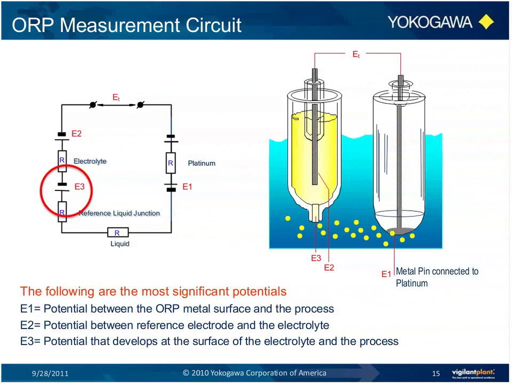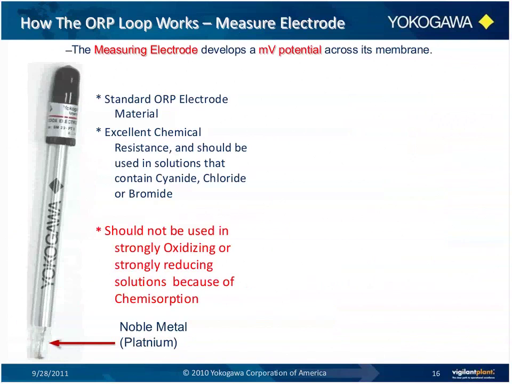You can get coating of the metal surface electrode that will cause your reading to be sluggish, as well as you could get some coating problems on your reference or plugging of the reference junction. And if your electrolyte gets depleted, you'll get errors in your readings as well. So now let's go into detail about the actual components of your electrodes.